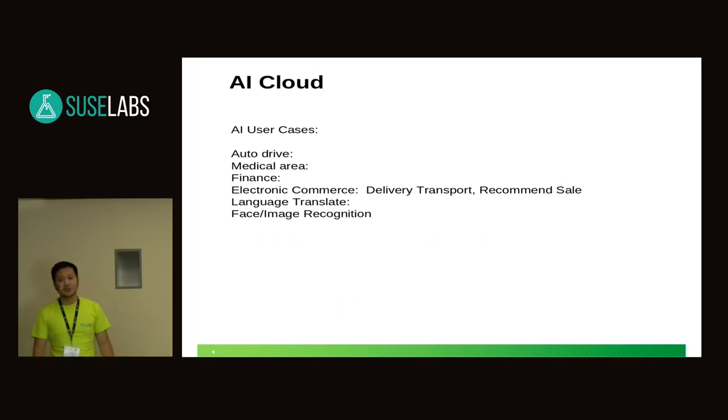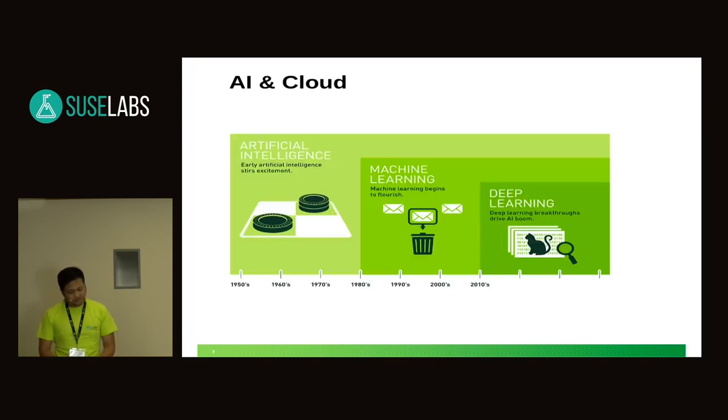And language translation. I believe today here we have so many language speakers. Wouldn't it be nice if there's an AI translator here? Then I wouldn't have to speak English, I could just speak Chinese. 你们好. And also face image recognition. Anyway, you see, it's been widely used. It's in our everyday life.